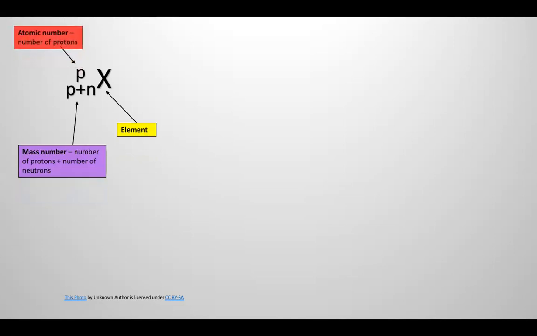So here you can see element X, and as shown on the periodic table, there are two numbers on the left side of the element. The top number is called the atomic number, which shows the number of protons within the nucleus of that element. The number on the bottom is known as the mass number, which is the number of protons plus the number of neutrons. Therefore, this number is always bigger than the atomic number other than the element of hydrogen.